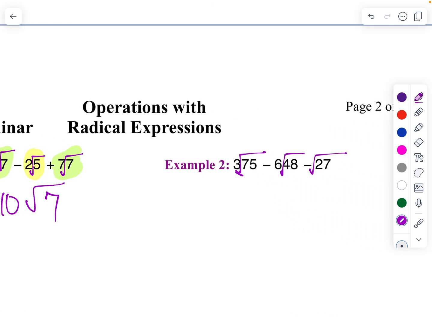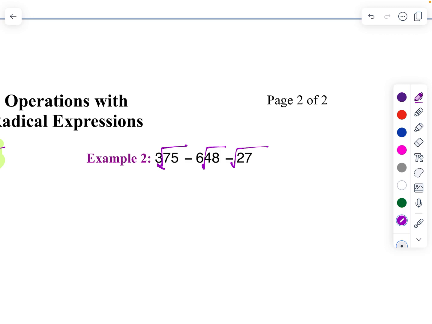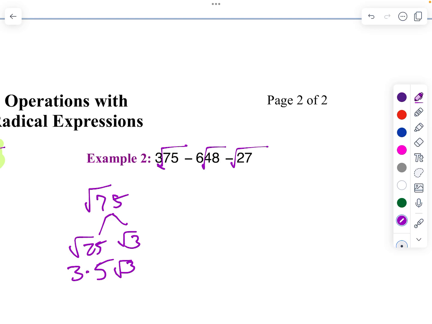If you take a look at example 2, you're saying, oh, I can't combine these. But they're not simplified. So I'm going to simplify the square root of 75. We know from what we did in the previous one, that's the square root of 25 times the square root of 3. So that's 5 square roots of 3. But we have a 3 in front of that. So my first term is going to be 15 square roots of 3.